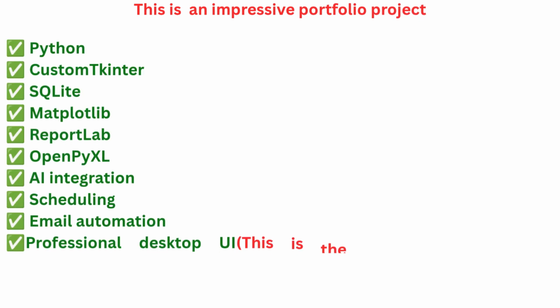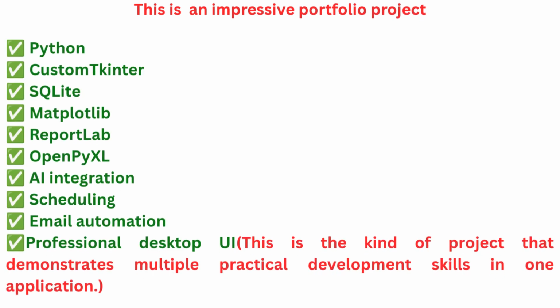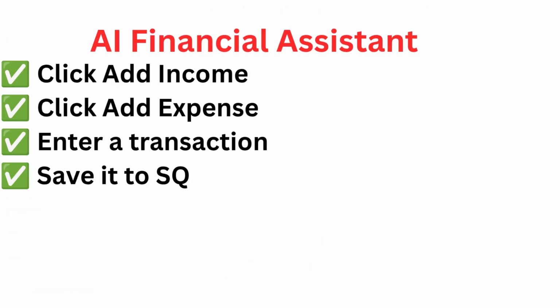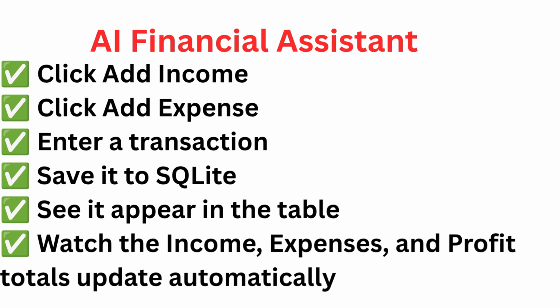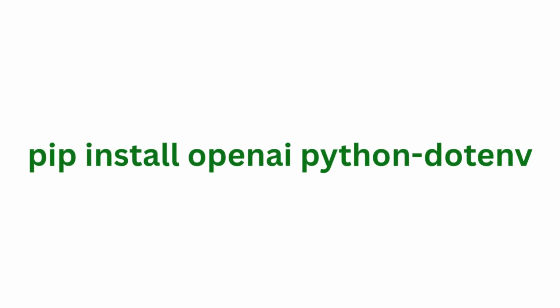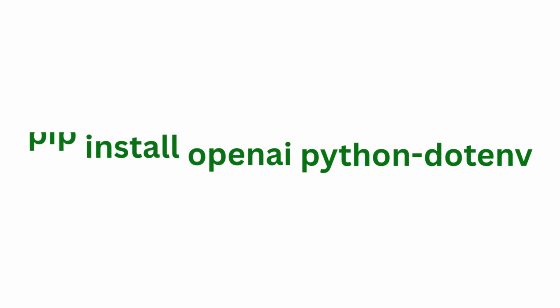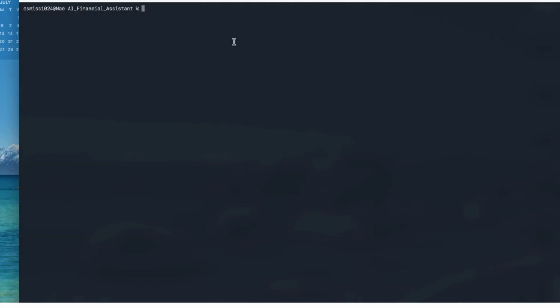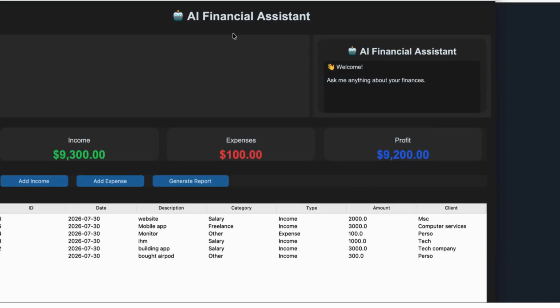We're using CustomTkinter to create a modern-looking interface, SQLite to save all of our financial data, and Matplotlib to turn numbers into easy-to-read charts. The app lets you add income and expenses, stores everything in a local database, and automatically calculates your profit. Instead of looking through spreadsheets, you'll be able to see your business performance at a glance. You have your own desktop financial tracker that you can customize and continue improving.